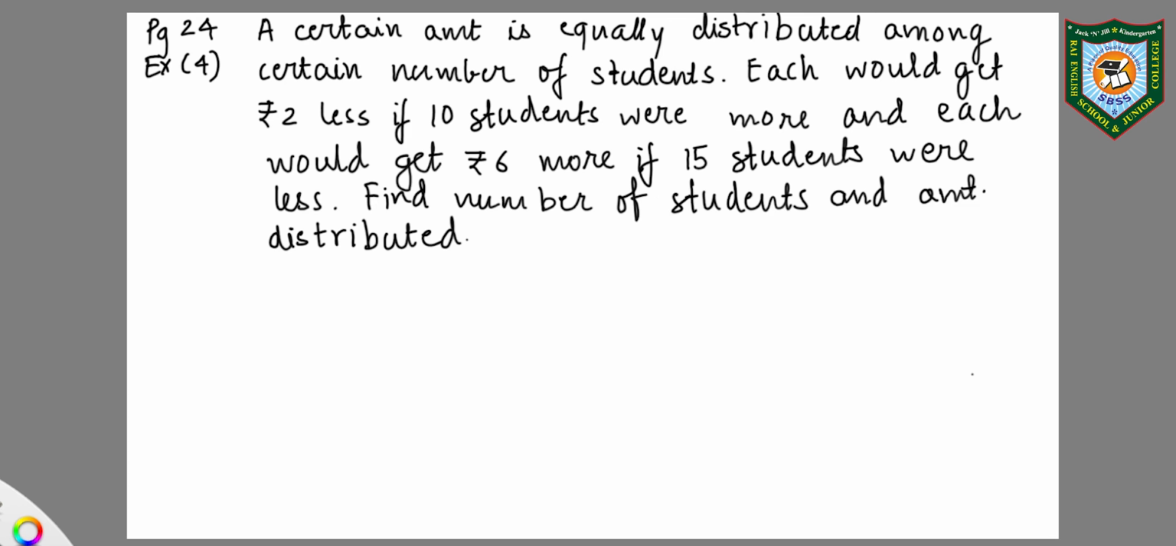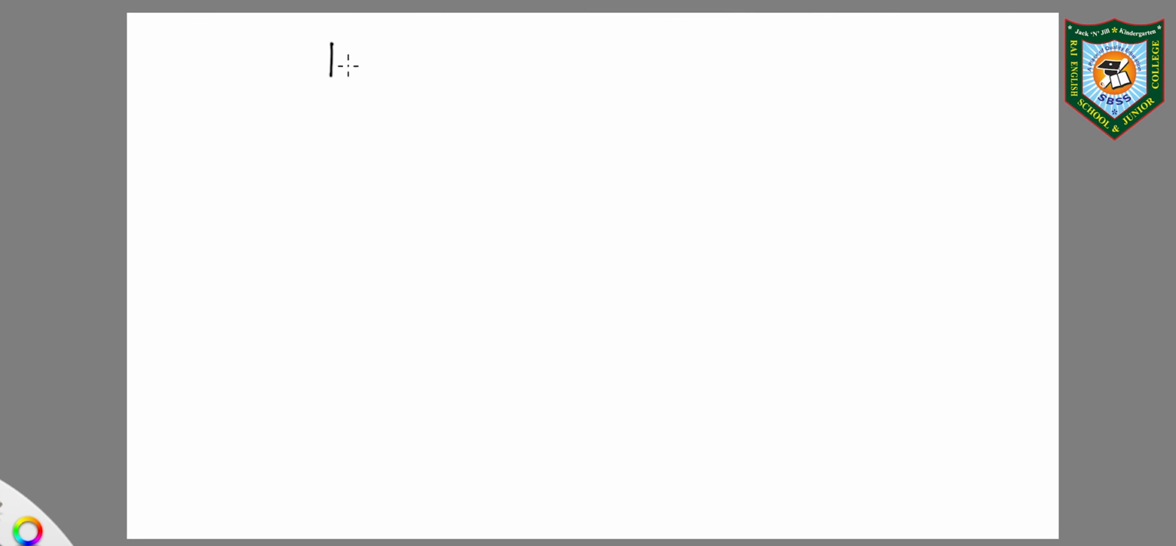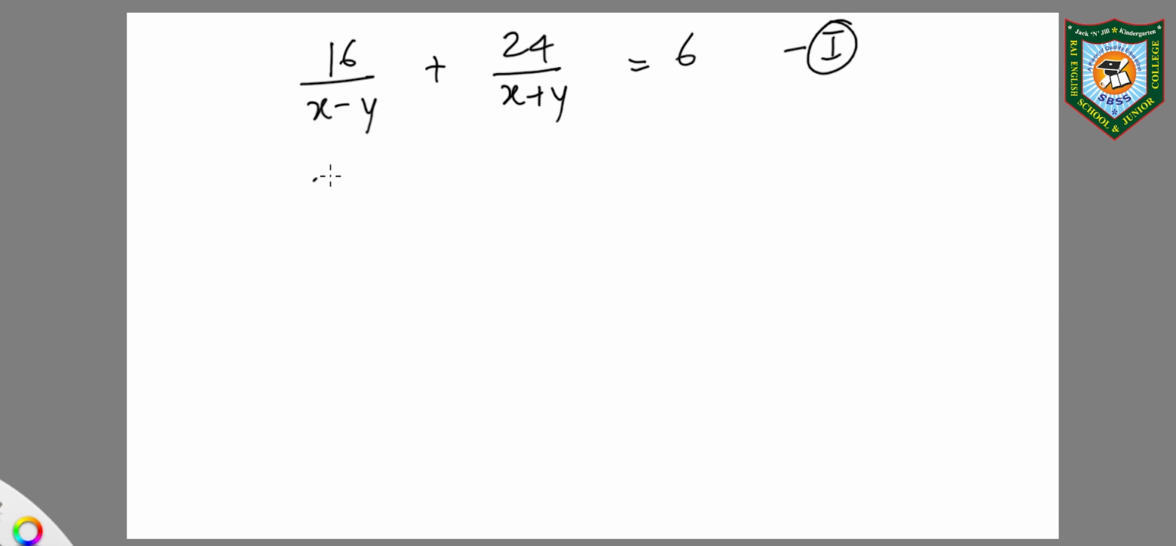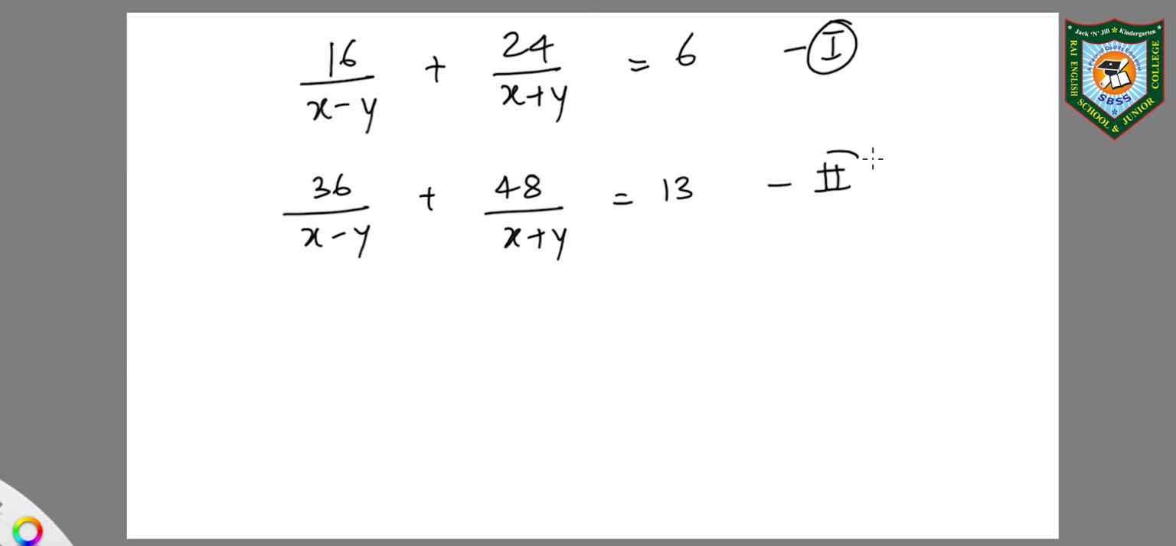So here I have 16 divided by x minus y plus 24 divided by x plus y is equal to 6. This is equation number 1. Then here I have 36 divided by x minus y plus 48 divided by x plus y, which is equal to 13. This is equation number 2. Now, how to solve this?